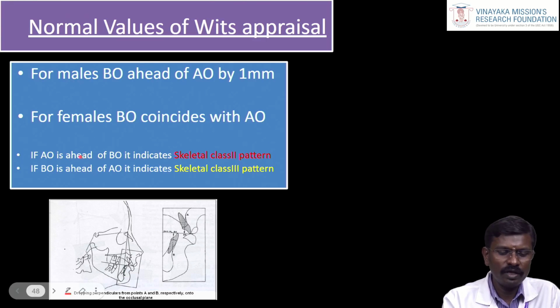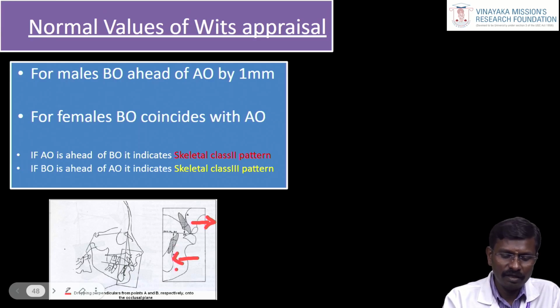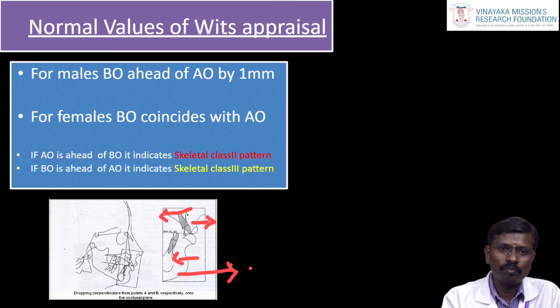If AO is ahead of BO, this indicates a skeletal class 2 pattern, and if BO is ahead of AO, it shows a skeletal class 3 pattern. You just imagine if AO is ahead, so it shows skeletal class 2, either due to prognathic maxilla or retrognathic mandible. In the same way, if BO is ahead and AO is behind, it shows skeletal class 3 due to prognathic mandible or retrognathic maxilla.